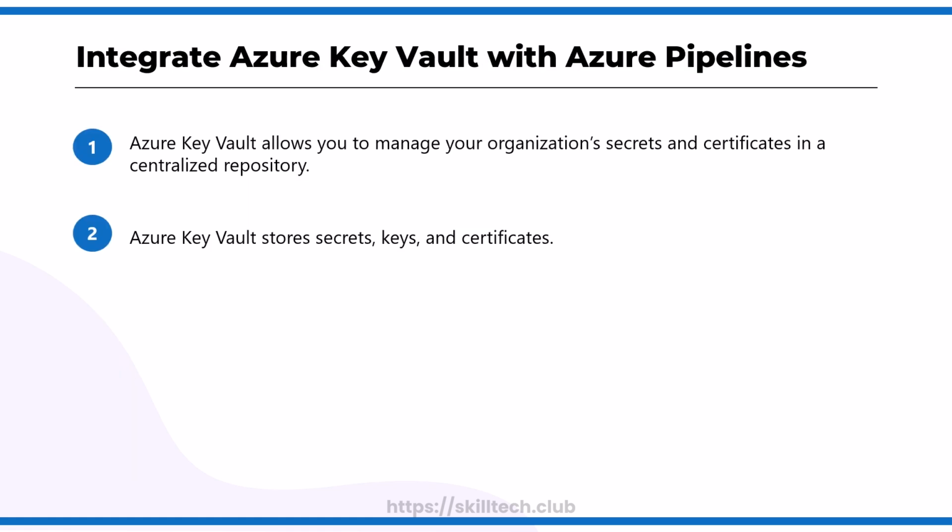We also need to understand how we can integrate Azure Key Vault with our Azure pipelines. Because Azure Key Vault allows you to manage your organization's secrets and certificates in a centralized repository. Azure Key Vault stores secrets, keys, and certificates. Secrets are nothing but some kind of username and password. Keys are tokens, and certificates are your SSL or TLS certificates which you can store inside this.